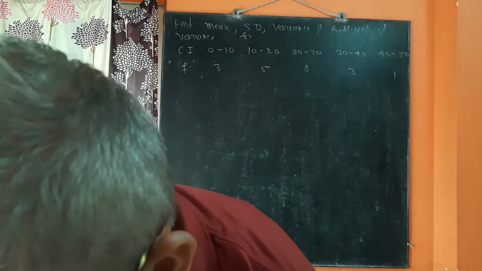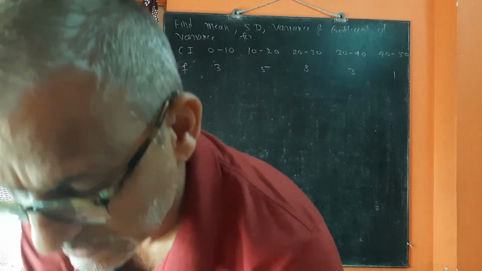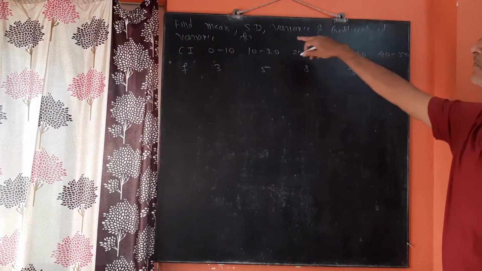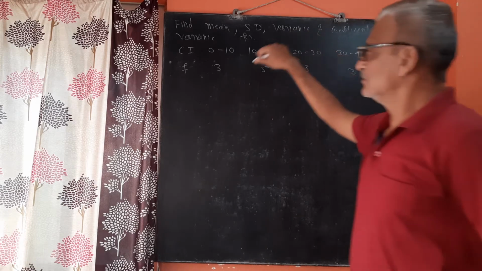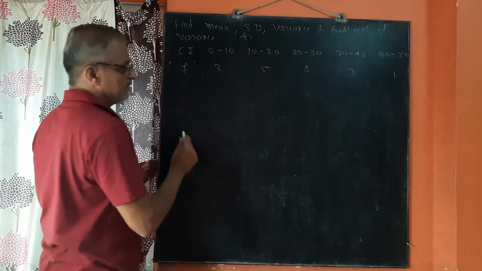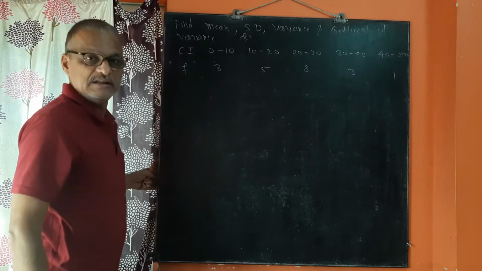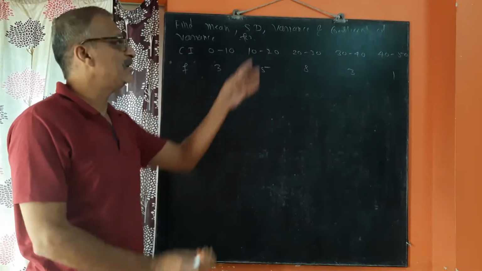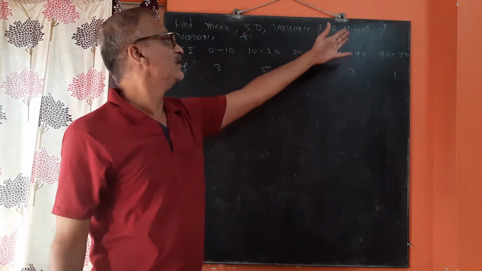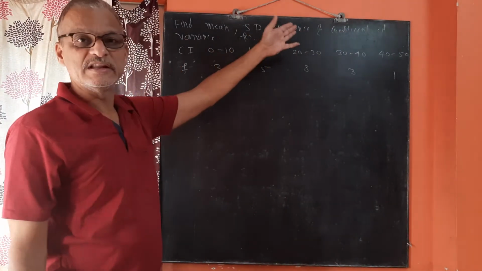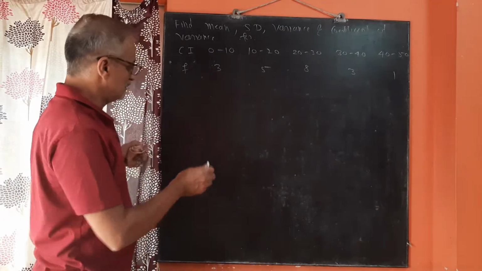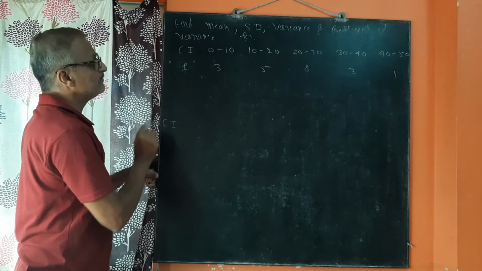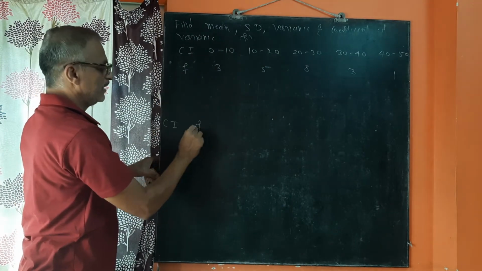So we have to find out mean, standard deviation, variance and coefficient of variance. First you have to prepare the table for finding the mean and standard deviation. Once we get the mean and standard deviation, we can find out the coefficient of variance and variance also. So I put here class interval, then frequency.